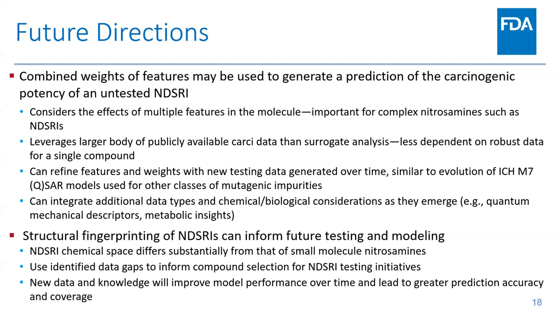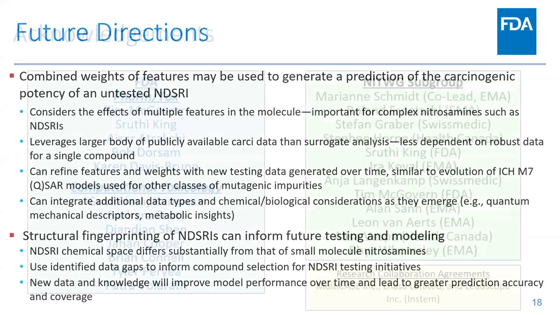We recognize that NDSRI chemical space differs substantially from the chemical space of the small molecule nitrosamines for which we currently have data. And so we can use these fingerprinting exercises to identify where there are data gaps, to then inform the selection of new compounds for testing initiatives so we can build out our knowledge base and build out our model. And then as those new data and knowledge are generated, we can incorporate them into our model to improve its performance over time, to improve its prediction accuracy, as well as its structural coverage.